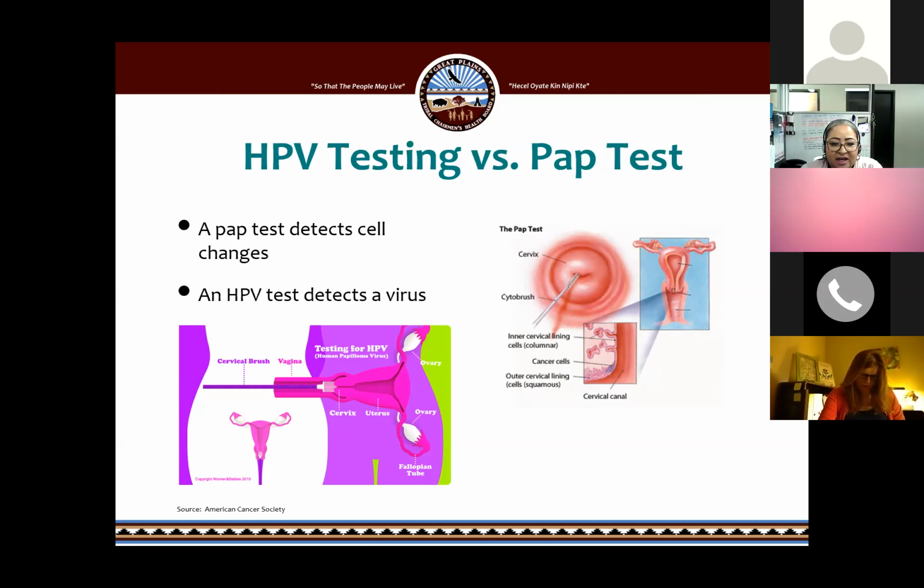So this is a diagram of where the HPV test tests and what a Pap test tests.